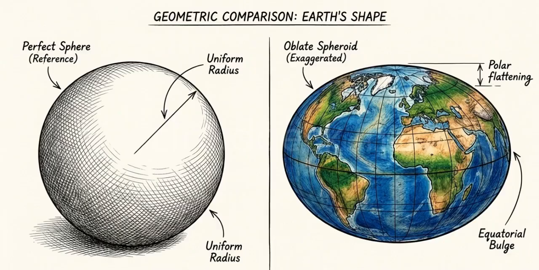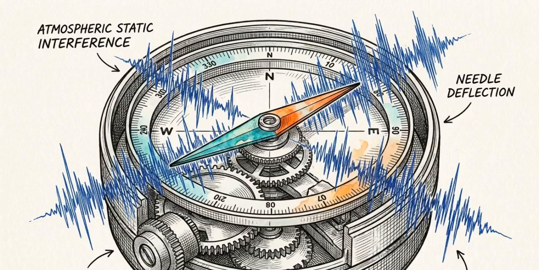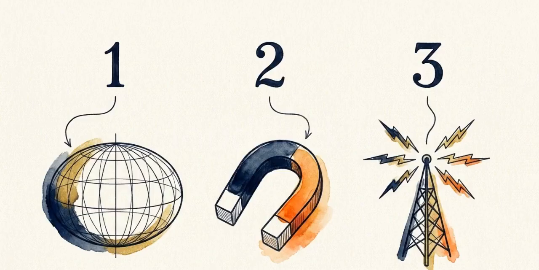Setting up that geometric triangle is impossible without first mathematically correcting the physical shape of the Earth itself. Executing that triangle in the air is equally impossible without correcting for the mechanical flaws of physical compasses and the atmospheric distortion of radio waves. Modern navigation relies on a continuous, step-by-step mathematical triumph over three natural flaws of our planet.